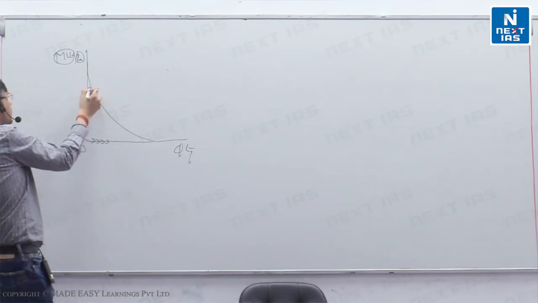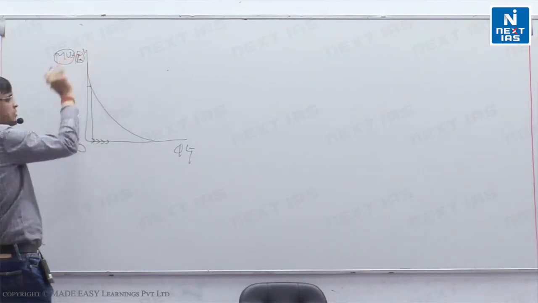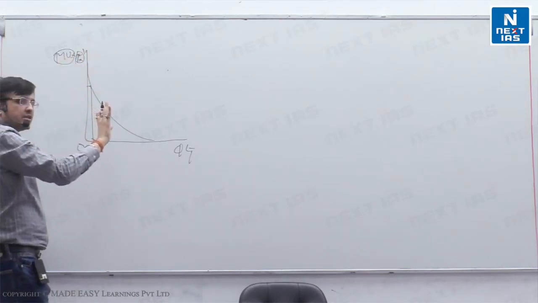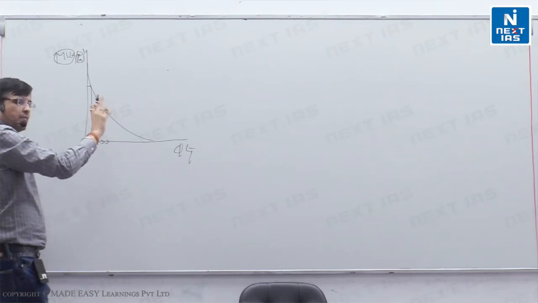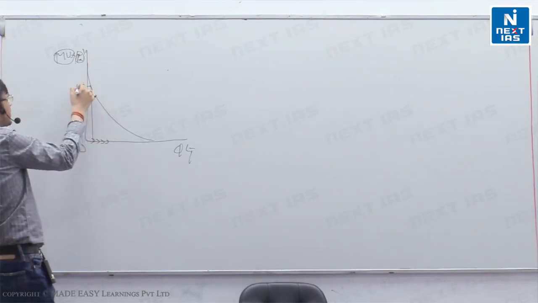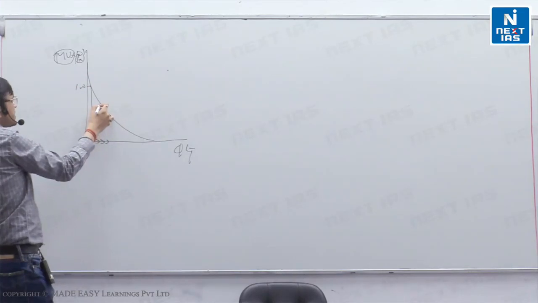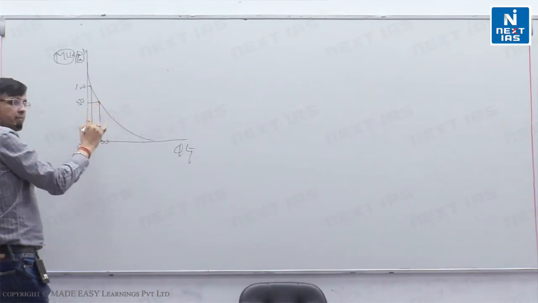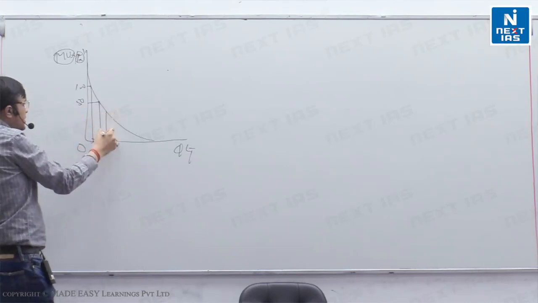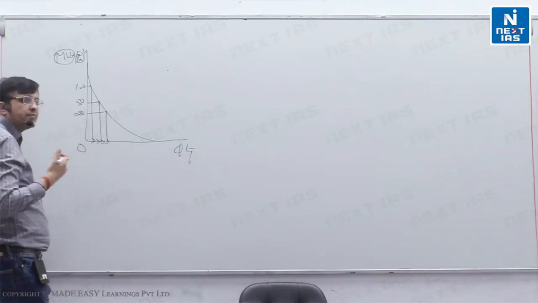It's like if you bought 1 unit, your MU could have been, let's assume Px to be 1 for the sake of simplicity in calculation. So at the first unit, MU is say 100, and then you take the second unit and your MU falls to 50, and then you take the third unit and your MU becomes say 20, and so on. You understand that? So that is your diminishing MU.